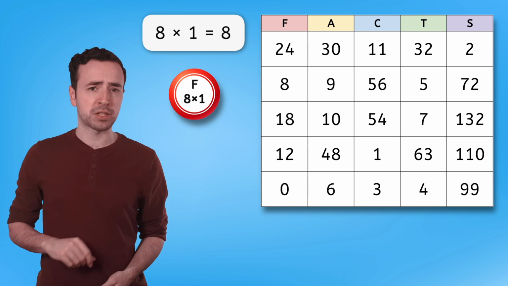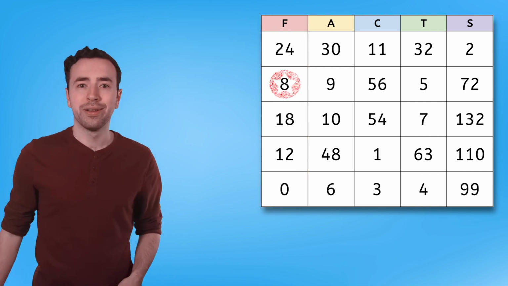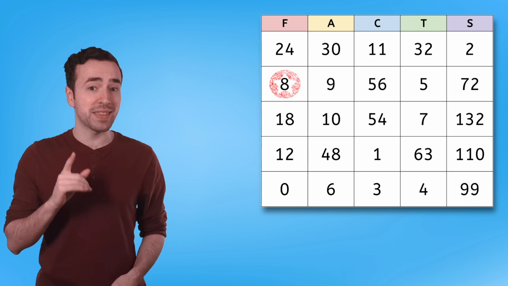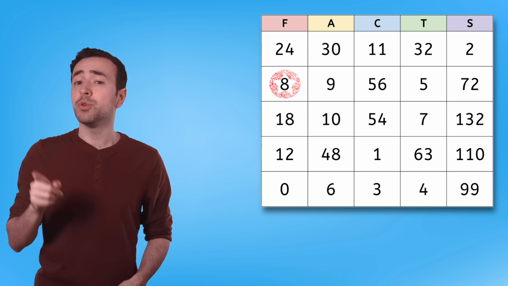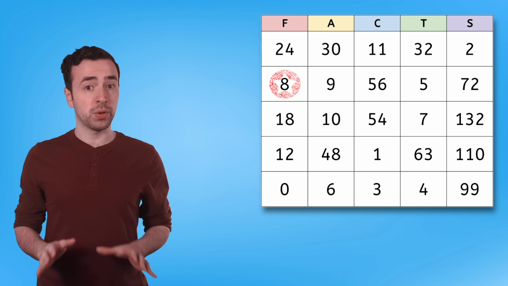Then, find the answer on your game board. It'll be in the F column there. This first one counts in the game, so be sure to mark it. You can circle it, stamp it, color it, whatever you need to do to keep track.